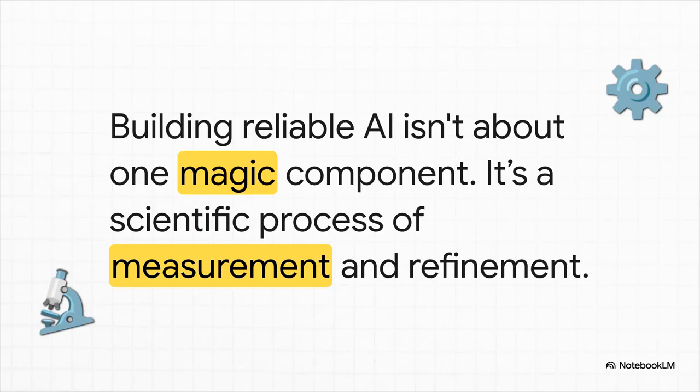So what's the big takeaway from all of this? Building an AI that's a true expert isn't about finding one magic, silver bullet component. It's about embracing a rigorous, scientific process. It's about measuring, testing, and refining every single step of that pipeline until it works flawlessly.